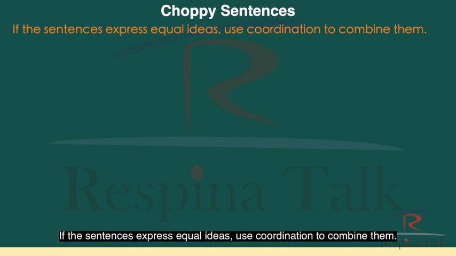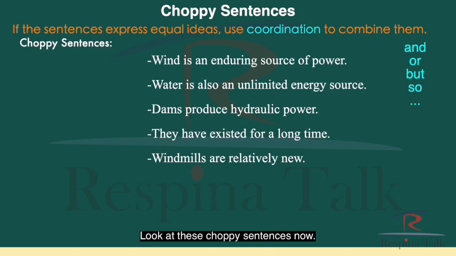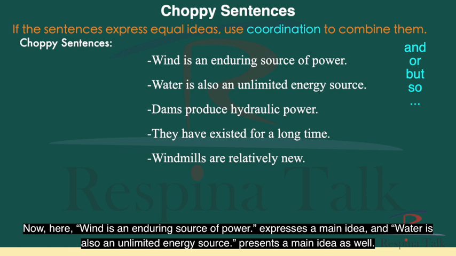If the sentences express equal ideas, use coordination to combine them. Look at these choppy sentences now. Wind is an enduring source of power. Water is also an unlimited energy source. Dams produce hydraulic power. They have existed for a long time. Windmills are relatively new. Now here, wind is an enduring source of power expresses a main idea. And water is also an unlimited energy source presents a main idea as well.